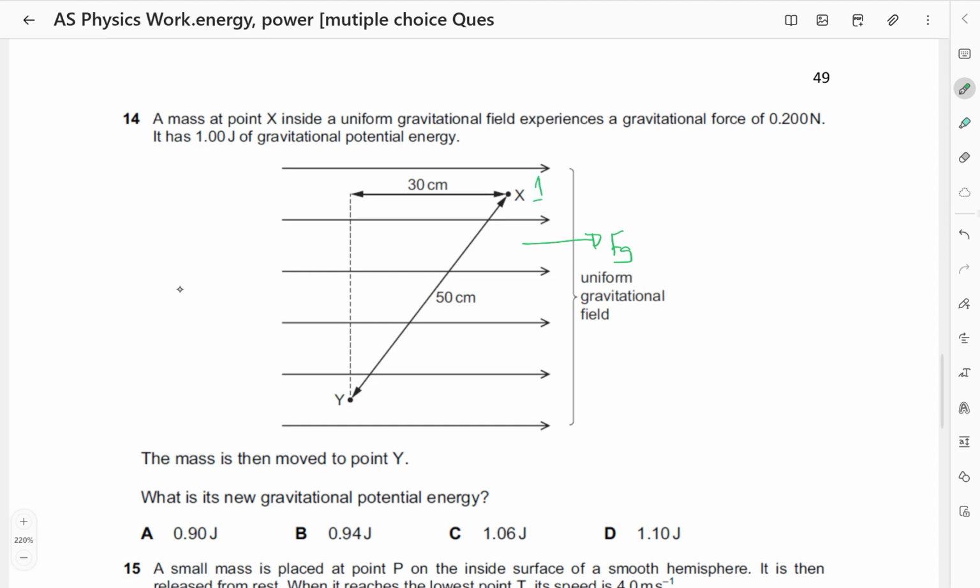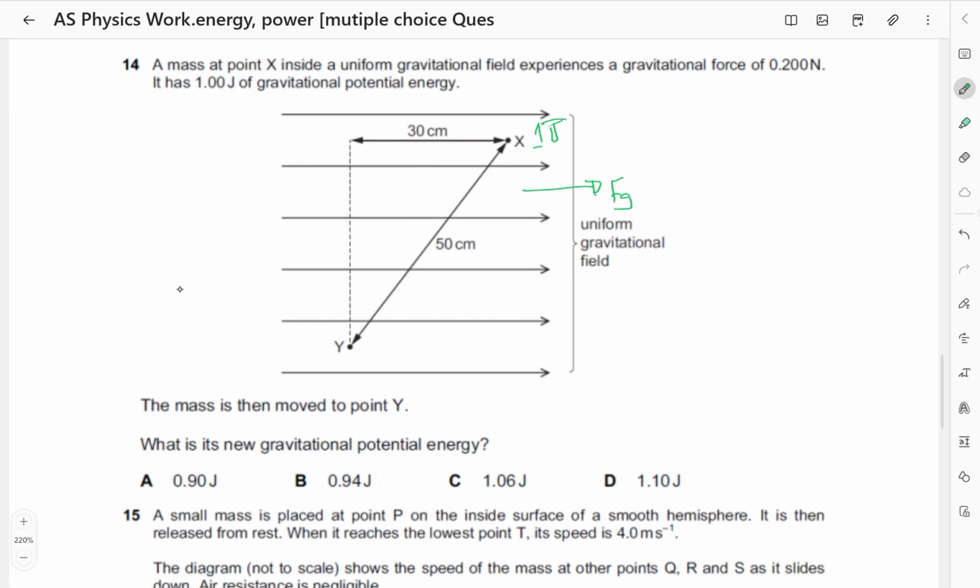A mass at point X inside a uniform gravitational field experiences a gravitational force of 0.2 newtons. It has 1 joule of gravitational potential energy. So this is 1 joule. The mass is then moved to point Y. What is the new gravitational potential energy?